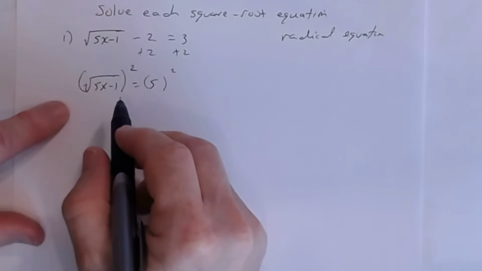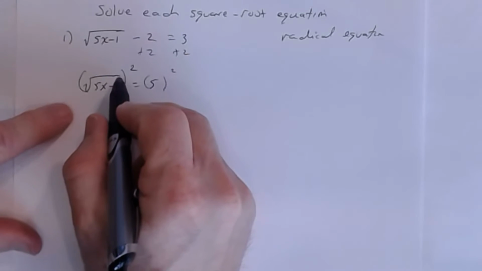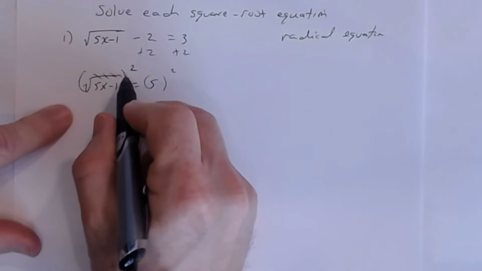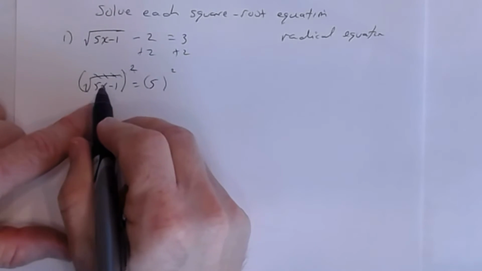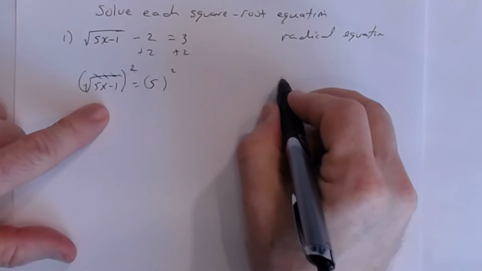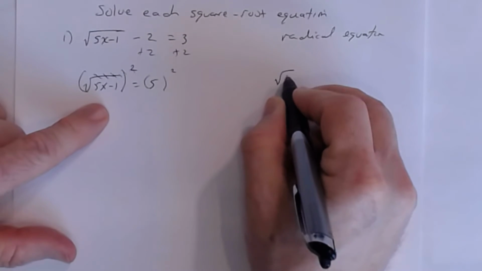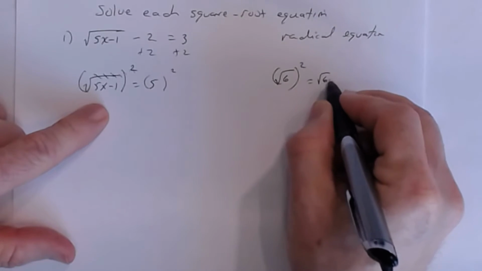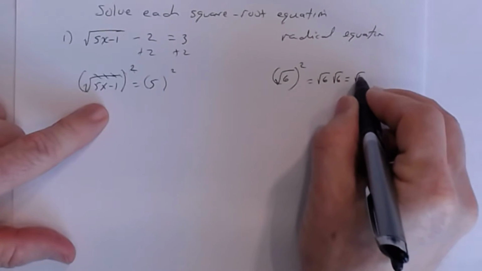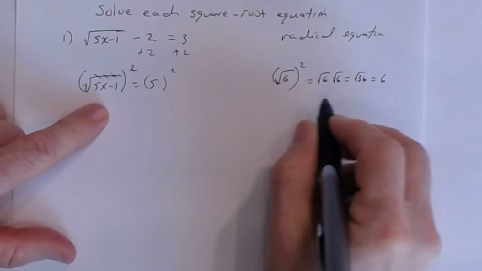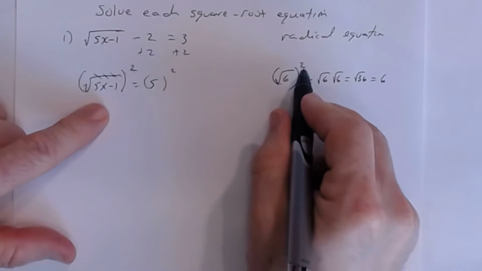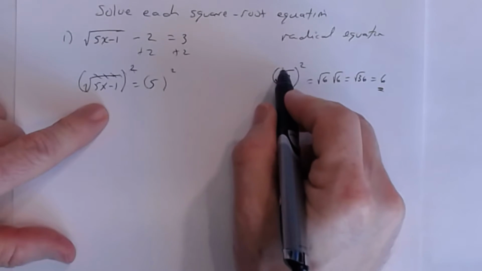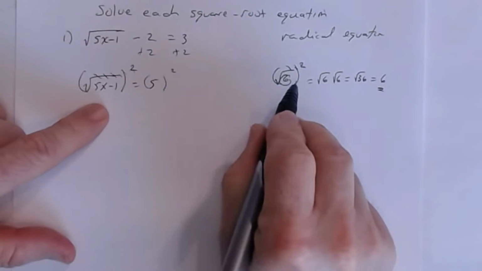All right, one of the things you learned is that when you square a square root, those undo each other, and you're left with 5x minus 1. Kind of makes sense because if you have, let's say, the square root of 6 squared, like this. Well, the square root of 6 squared means the square root of 6 times the square root of 6, which is the square root of 36, which is 6. So the square root of 6 squared is just 6. It's just that radicand because the square and the square root undo each other. So you're left with the radicand.